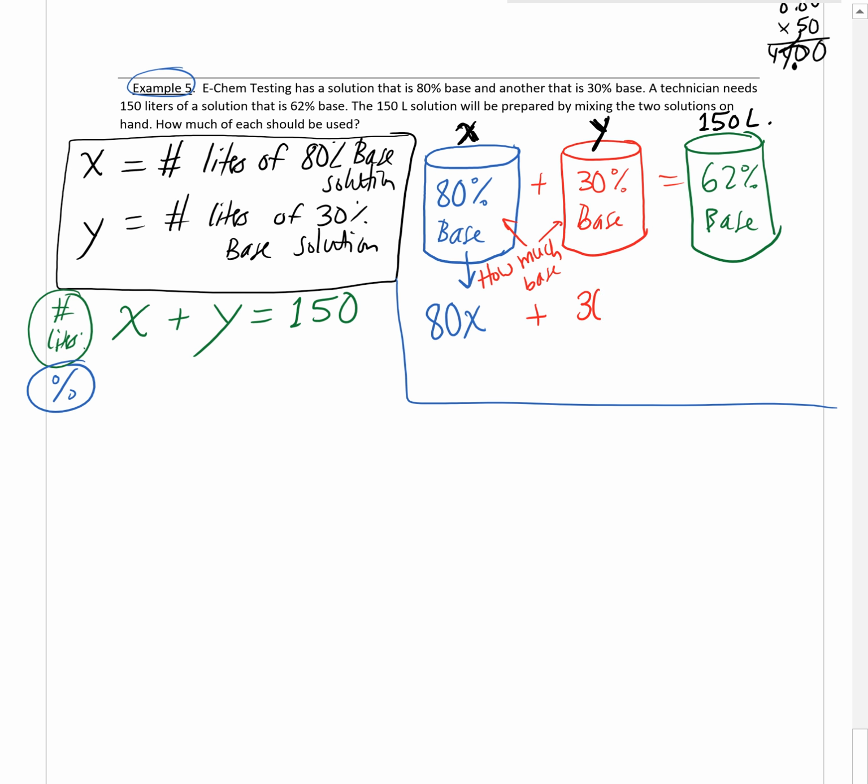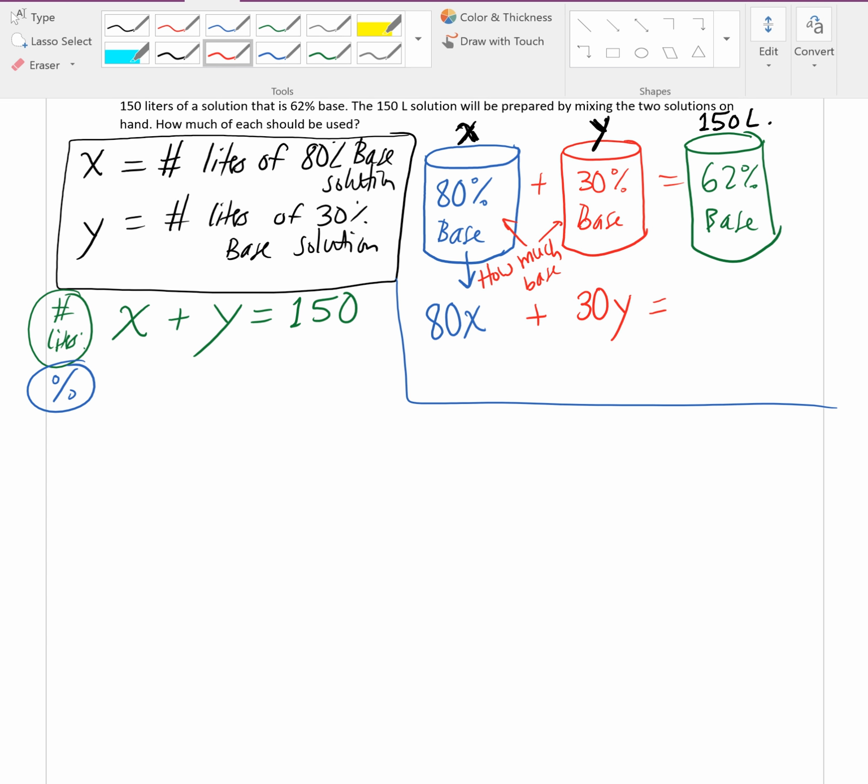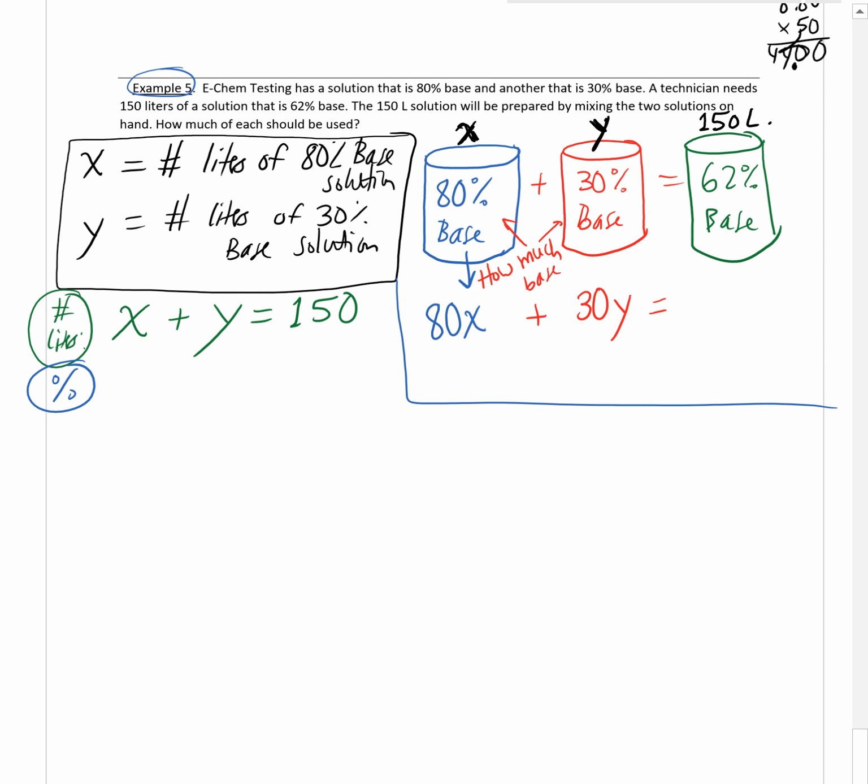Well, it's 30%, but times there are y liters of that guy. And then the mixture part, you want the percent to be 62%, but there are 150 liters of that guy. That's how much base: 62% of 150, whatever that is. And I think that looks good. Hopefully I can multiply these numbers right this time.